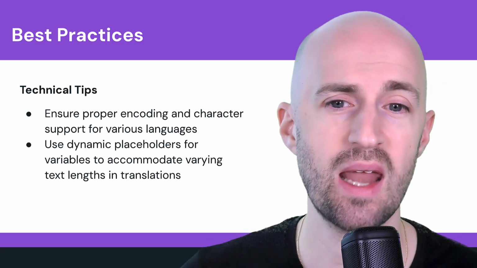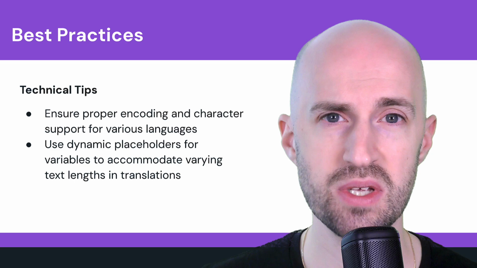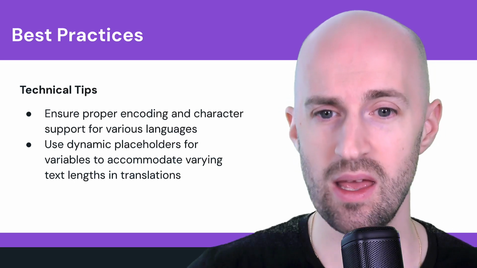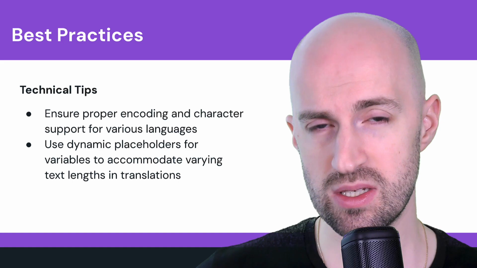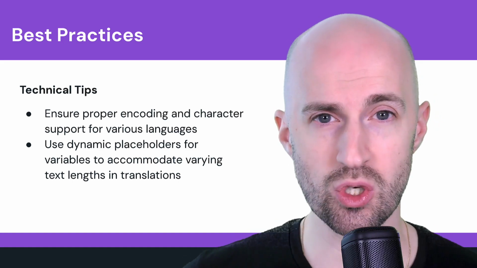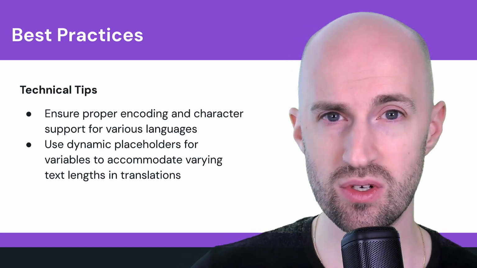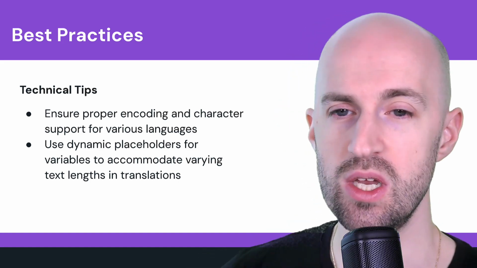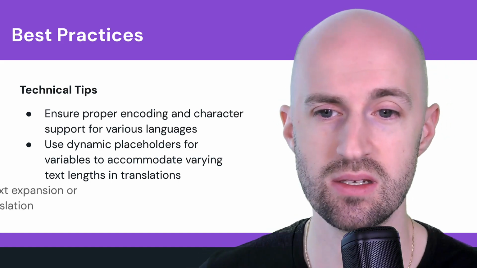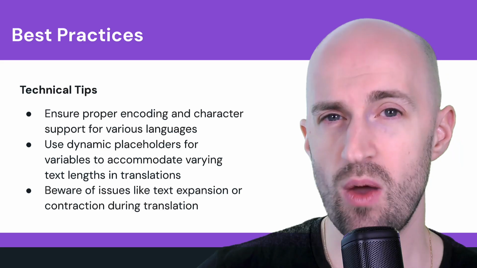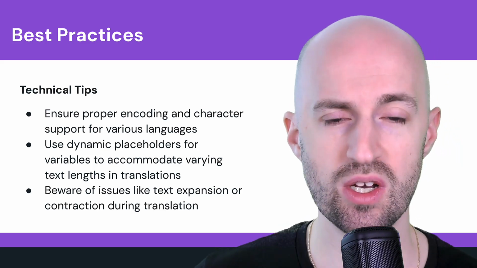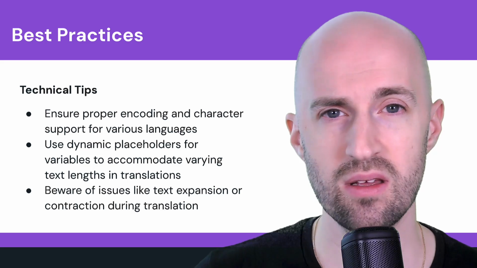You might want to use dynamic placeholders for variables in your content to accommodate varying text lengths in translations, because sometimes it might lengthen or shorten, and that can throw things off in terms of the layout and what you imagine it will look like when you do localize that content. And you want to also be aware of issues like text expansion or contraction during translation. Again, this could throw things off.